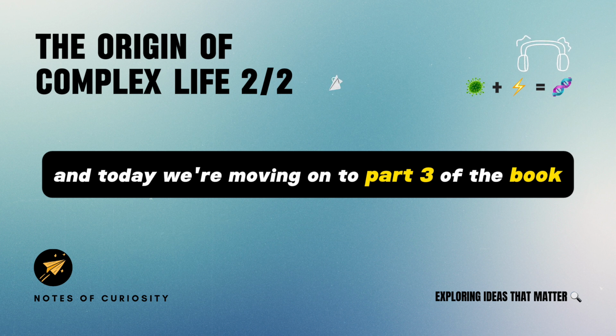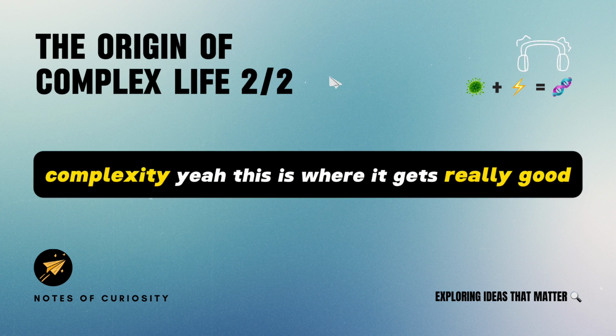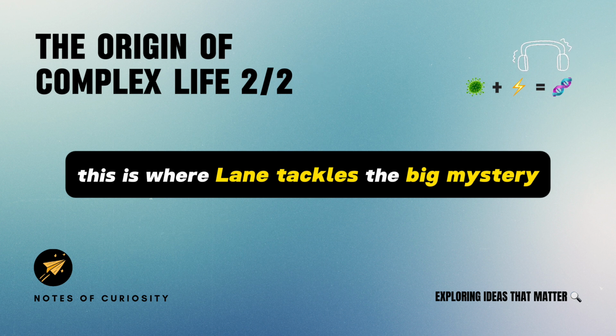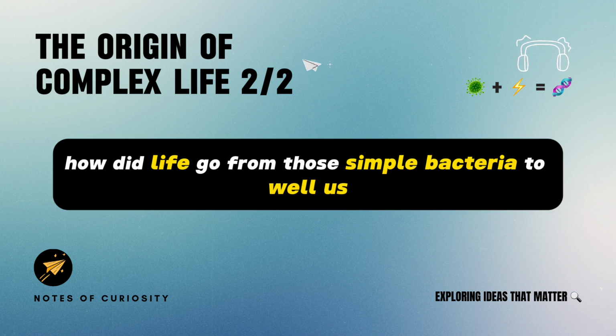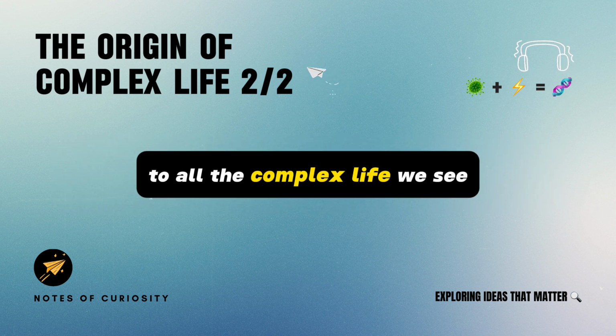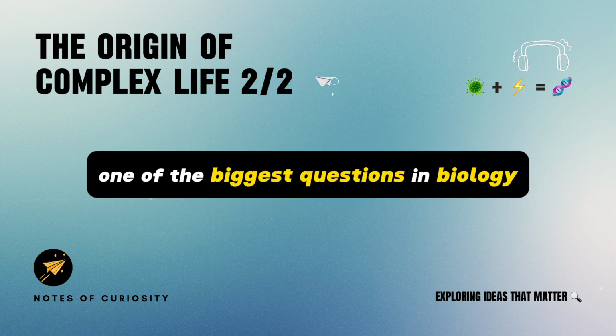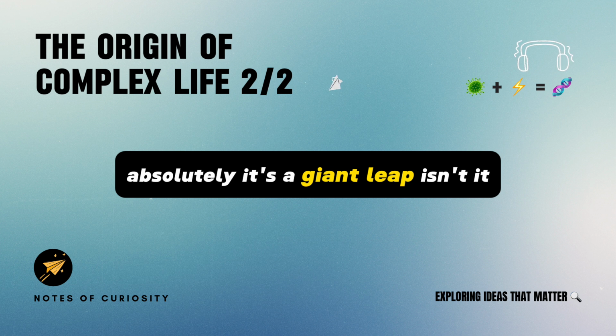And today, we're moving on to part 3 of the book, complexity. Yeah, this is where it gets really good. This is where Lane tackles the big mystery. How did life go from those simple bacteria to, well, us, to all the complex life we see? One of the biggest questions in biology. Absolutely. It's a giant leap, isn't it?